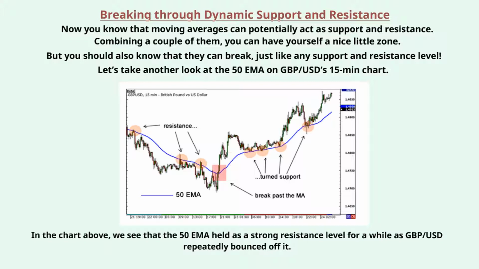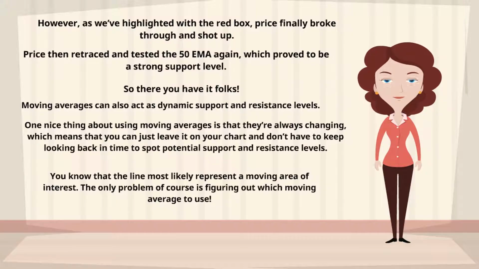Let's take another look at the 50 EMA on GBP USD's 15-minute chart. In the chart above, we see that the 50 EMA held as a strong resistance level for a while as pound sterling to US dollar repeatedly bounced off it. However, as we've highlighted with the red box, price finally broke through and shot up. Price then retraced and tested the 50 EMA again, which proved to be a strong support level. So there you have it, folks. Moving averages can also act as dynamic support and resistance levels.